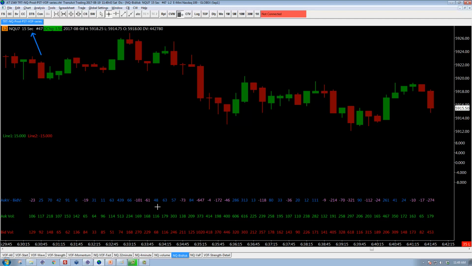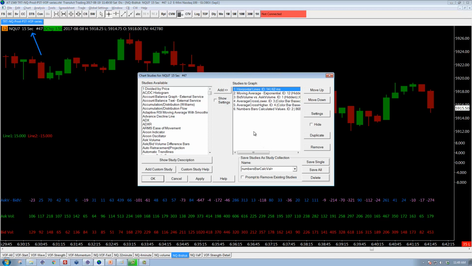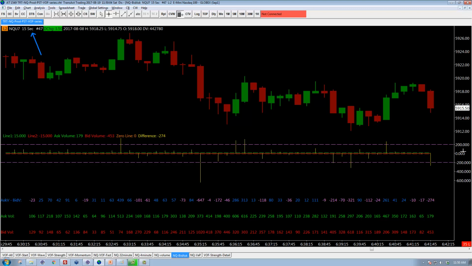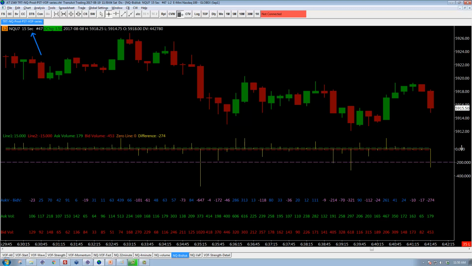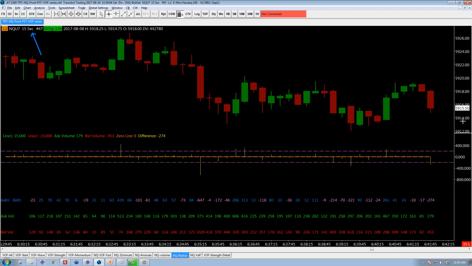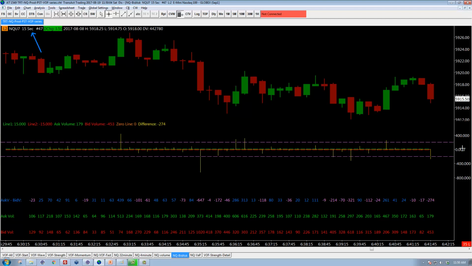What we're going to do specifically is plot the difference. That's another built-in study to Sierra Chart. This is a good time to point out that Sierra Chart is incredibly powerful in the ways that it gives us tools to work with. Here we're going to take a study called bid volume versus ask volume. We're going to display that, and let me make it a little bit bigger. It's going to show us the difference between the buying and the selling.